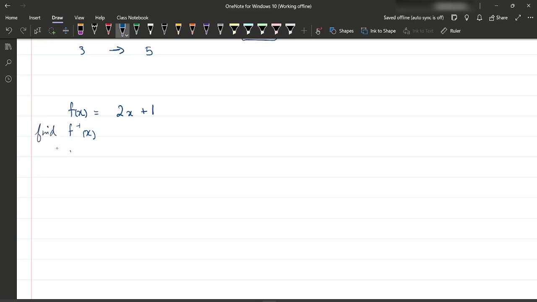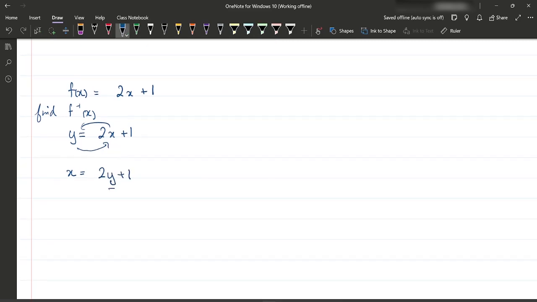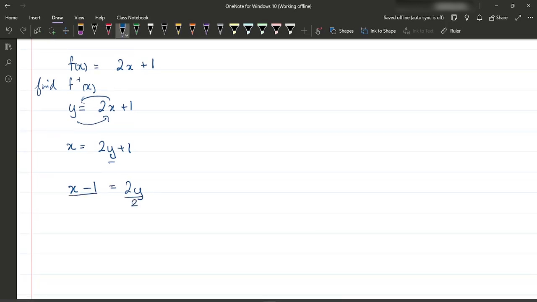So the first thing you would do is say y equals 2x plus 1. Next you would just switch the places of y and x. Put y here, put x here. So x equals 2y plus 1. And next just solve for y. So x minus 1 equals 2y. Divide on both sides. x minus 1 all over 2 equals y.